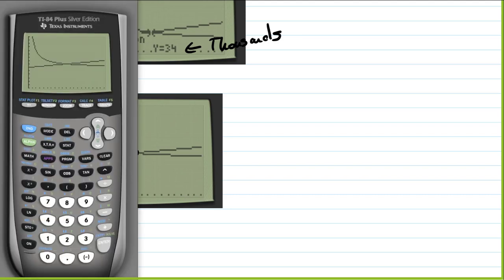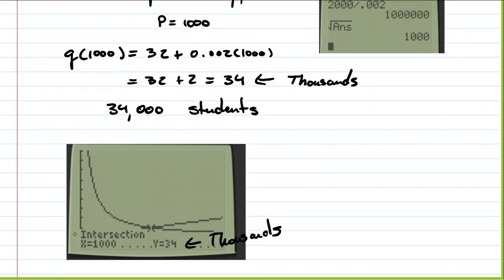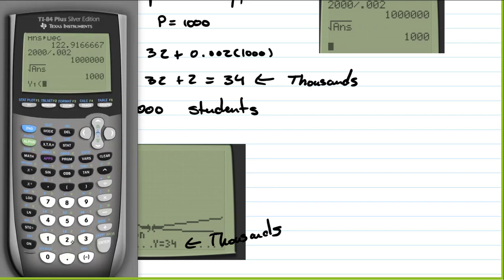So if we went and took a look, we have each of our curves in here. So y1, which is the 32 plus 0.002 P, is our supply, and y2 is our demand. We can evaluate each of these and actually see what the difference is. So if we go alpha trace and we move to the right a little bit. So we had up here, what did we get for P? 1,000. So let's move our P to 2,000.